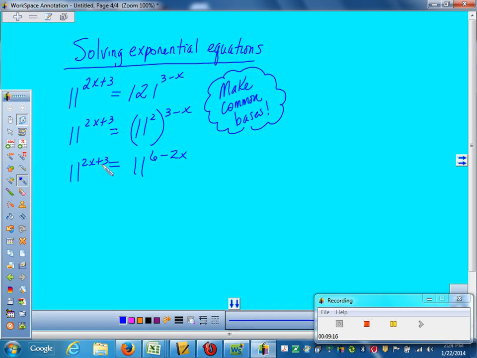So therefore, once you get it to have the same base number, you can drop the bases off, and you can just set the exponents equal and say, well, now I know 2x plus 3 has to equal 6 minus 2x. You just get to drop the bases completely and solve for x. Just normal, ordinary solve for x. So I would be adding 2x and subtracting 3, which means I'm going to get 4x equals 3, which means x equals what? 3/4.